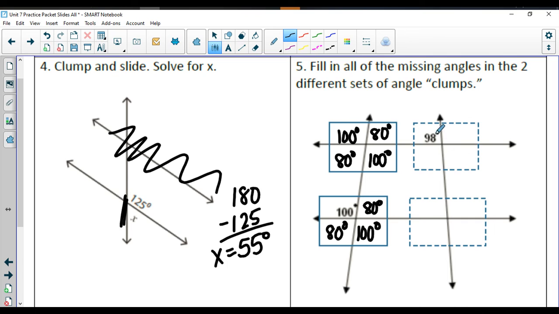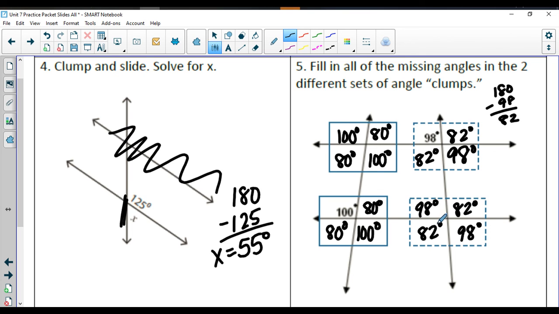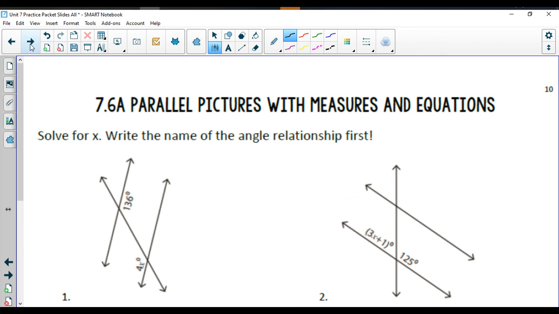Over in the dashed line 1, I'm going to start here at the 98. So I'm going to start off with the vertical angle, because that's the easiest to do. So that's 98 degrees. These two up top here are linear pairs. So if I do 180 minus the 98, I'm going to end up with 82 degrees. So that's going to go right here. And then vertically across from it, that's also 82 degrees. It's clumped, so I'm going to go ahead, copy and paste down here. So I have 98, 82, 98, and 82 again for this one in number 5. And that's it for lesson 7.5 then.